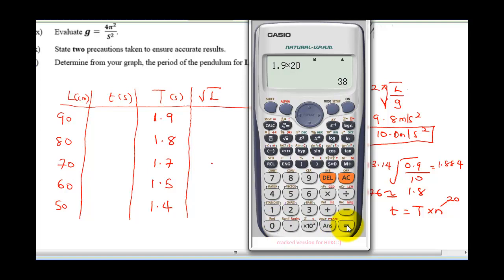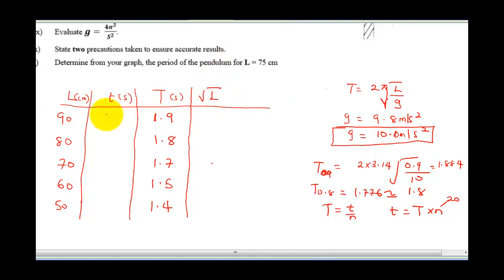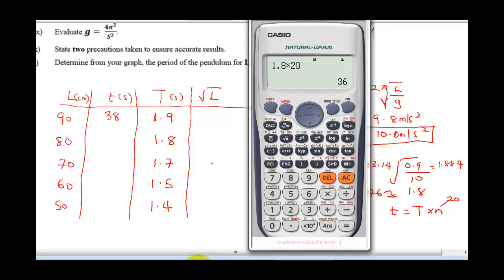That will give us 38. So automatically, this is supposed to be read at 38 seconds. Okay, so the next one, we'll bring up our calculator again.